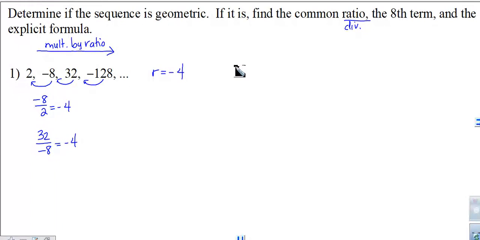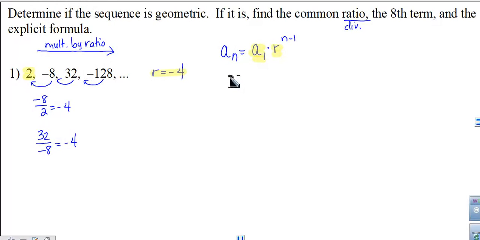To write an explicit formula for a geometric sequence, we're going to use this rule. A sub n is equal to a sub 1 times r raised to the n-1 power. The only parts of this formula that you're going to fill in are the first term and the ratio. Both of these can be found in what is given to us. The first term is literally the first term in this sequence. We have found r already.